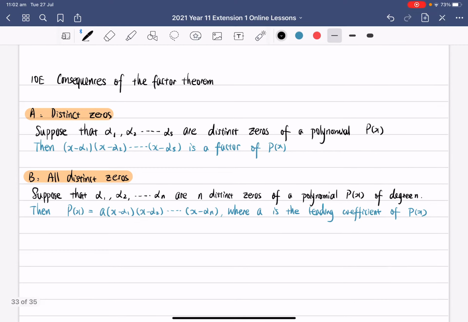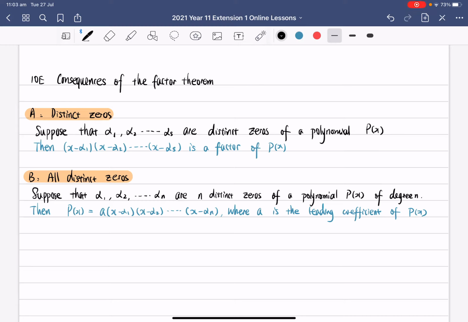Okay, exercise 10e, consequences of the factor theorem. The factor theorem has a number of straightforward but very useful consequences, all right? It's just a property of the polynomial equations or functions. So I'm just going to go through that with you, okay? It's all coming from the textbook, but I actually picked something that's important, I think that you need to know.